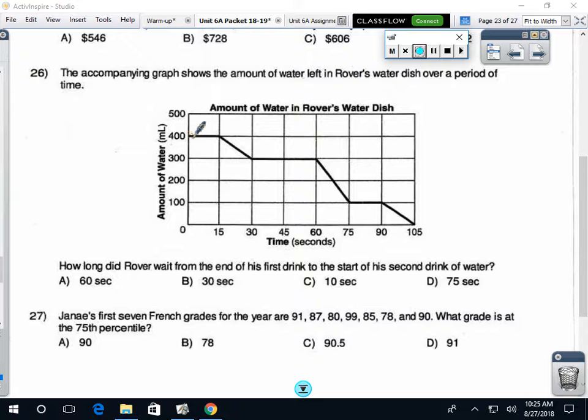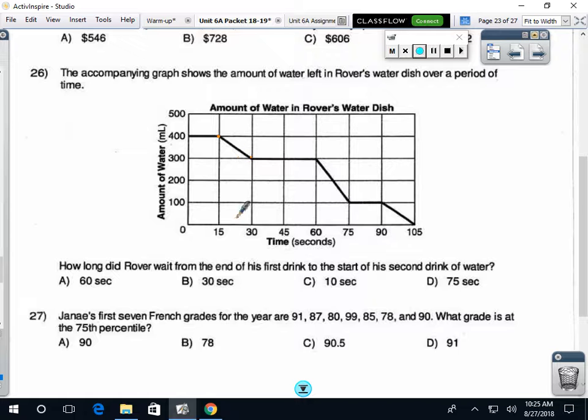400 milliliters. Okay, that's how much water he starts with. Now, the first 15 seconds, what happens? Which means what? Right, he didn't drink anything, right? Because 15 seconds later, there's still 400 milliliters, so he hasn't started drinking. But then look, between 15 and 30 seconds, the water level goes down to 300 milliliters, which means he drank how much? 100 milliliters.